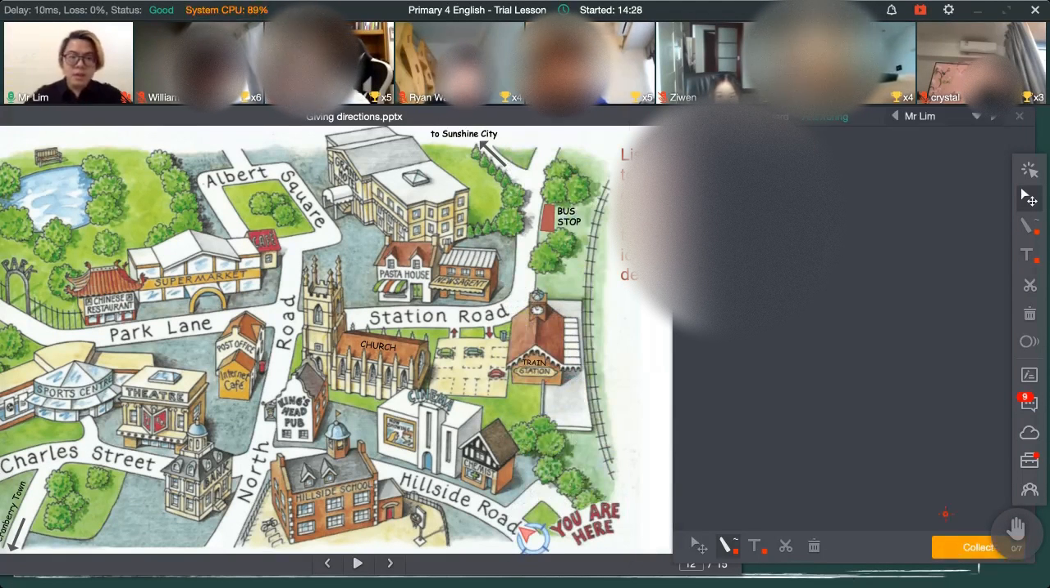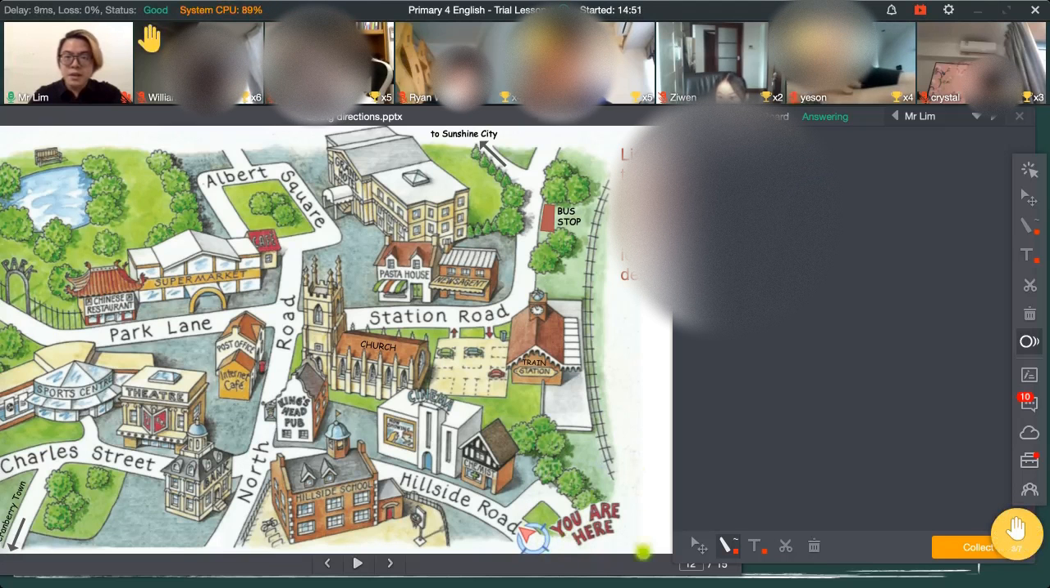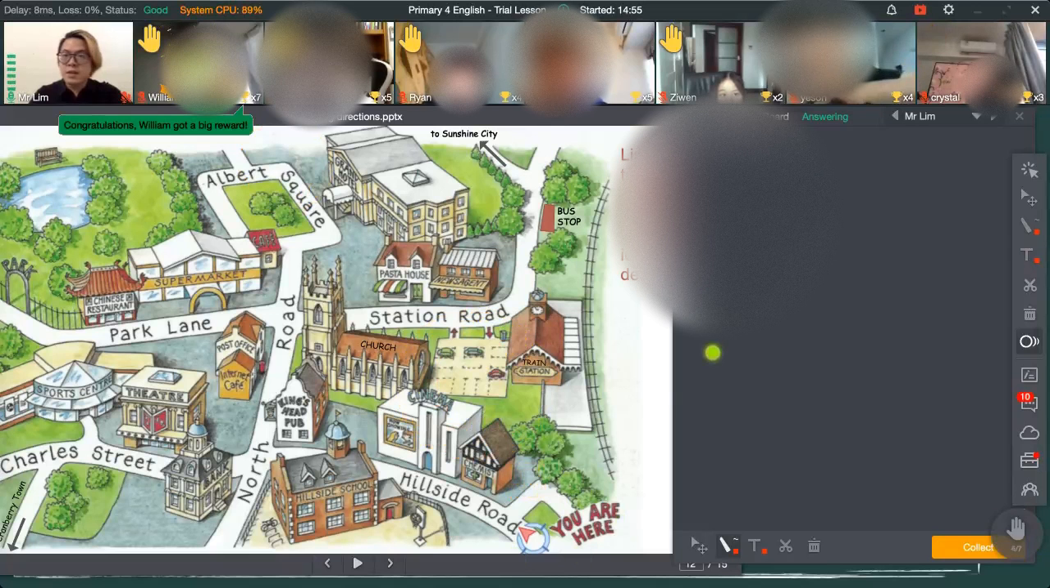All right. Okay, the first place that you need to identify for me, just follow the instructions. Can all of you see where our current location is? Our current location is here, at the bottom right-hand corner of the map. Can I get all of you to acknowledge me if you can see our starting location? Raise your hand. Nice, okay, thank you very much.